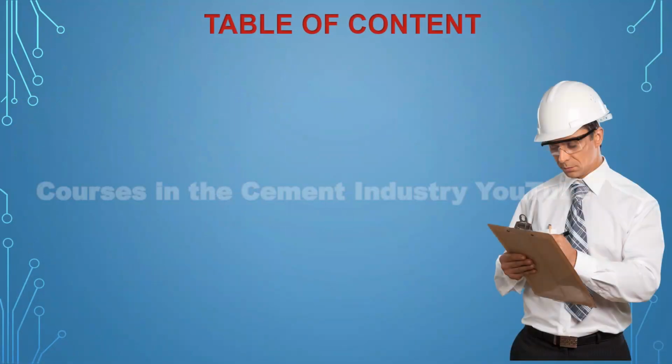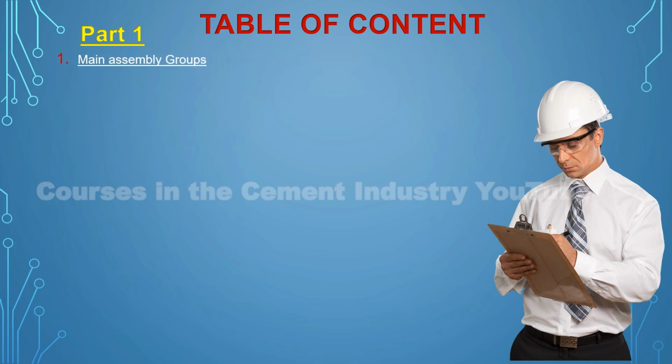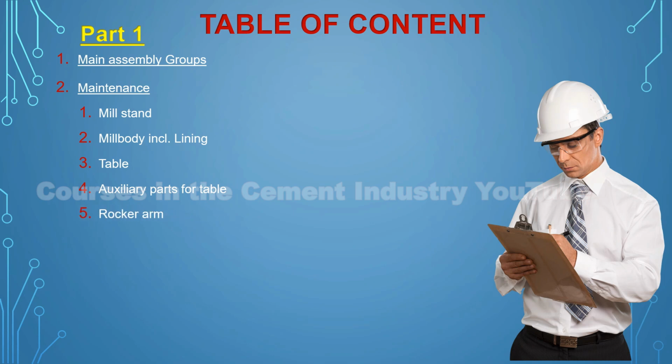Table of content. Part 1. 1. Main assembly groups. 2. Maintenance. This section contains: 1. Mill stand. 2. Mill body including lining. 3. Table. 4. Auxiliary parts for table. 5. Rocker arm. 6. Swinging out rollers. 7. Grinding parts and auxiliary parts for roller.